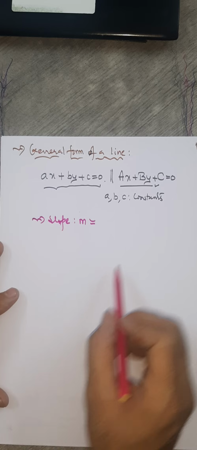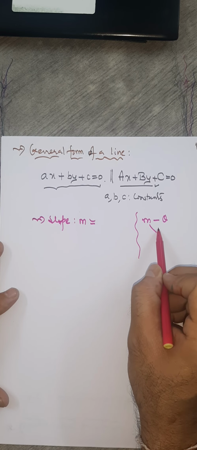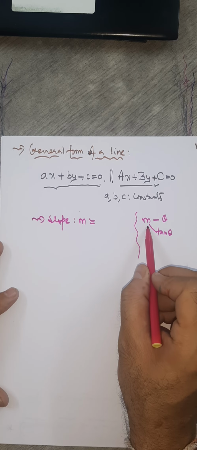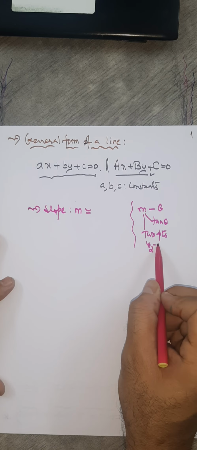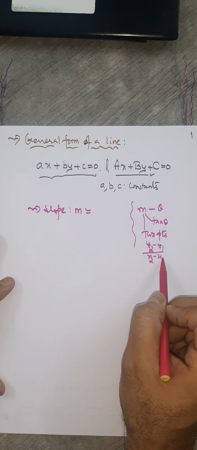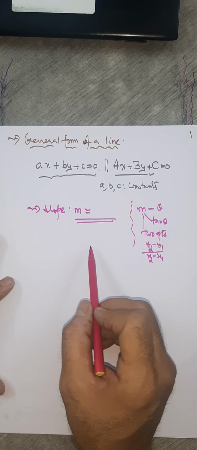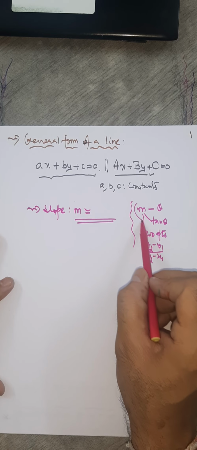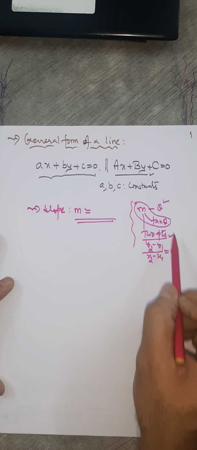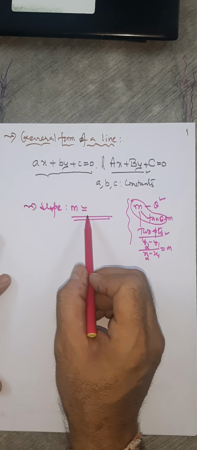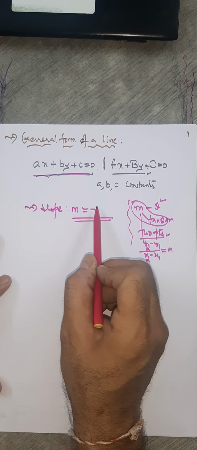We know two ways to get the slope. The one way is using the angle theta, which is given by tan theta. If you have 2 points, then you can get the slope by y2 minus y1 upon x2 minus x1. This is the third way of getting the slope, if you are given the equation of the line. In both the previous methods, either you have the angle or you have 2 points. But in this method, you have the equation of the line. Then the slope is given by minus a by b.